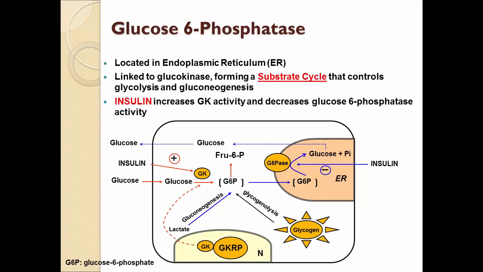And glucose 6-phosphatase is relatively simple compared to glucokinase. Insulin basically just suppresses glucose 6-phosphatase, which is probably easier if you think about it this way: insulin should inhibit gluconeogenesis. This glucose 6-phosphatase is the key enzyme in gluconeogenesis, so insulin should inhibit glucose 6-phosphatase. We don't talk much about the mechanism, so just remember, insulin inhibits glucose 6-phosphatase.